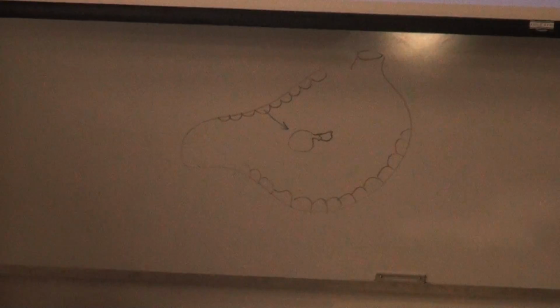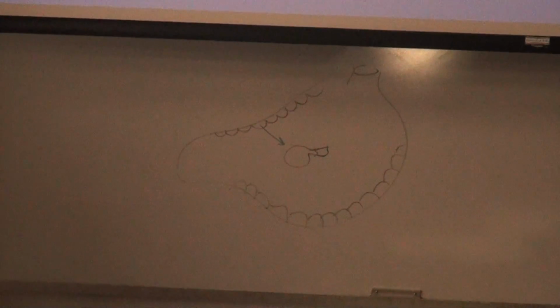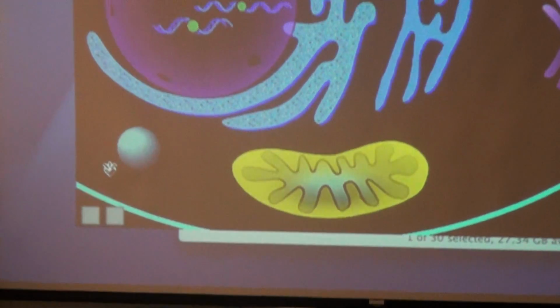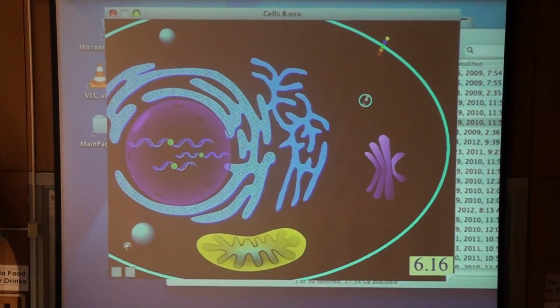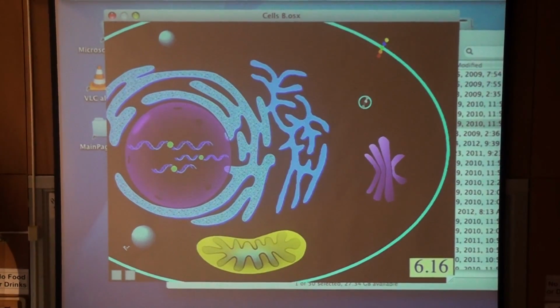So the point I'm making here, sometimes cells have to export materials like digestive enzymes in this case. Come on, laser pen, why aren't you working? And so let's watch that process.